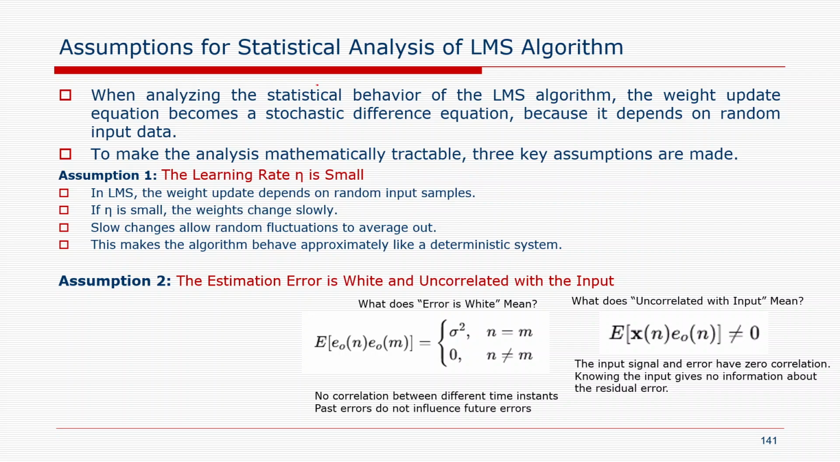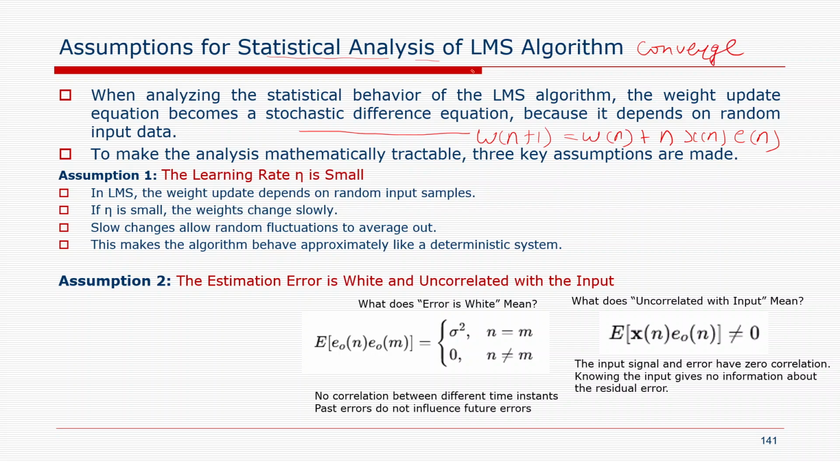Now, when analyzing the statistical behavior of the LMS algorithm, the weight update equation becomes a stochastic difference equation. Stochastic difference equation in the sense, it is W of n plus the learning rate times X of n times the error. Everything is random, therefore it is stochastic because it depends on the random input. To make the analysis mathematically tractable, three key assumptions are made. We are doing statistical analysis of the algorithm to get the answer whether the algorithm will converge.